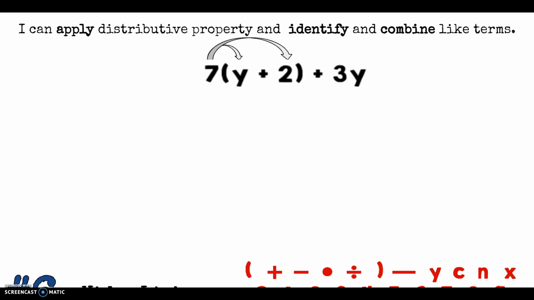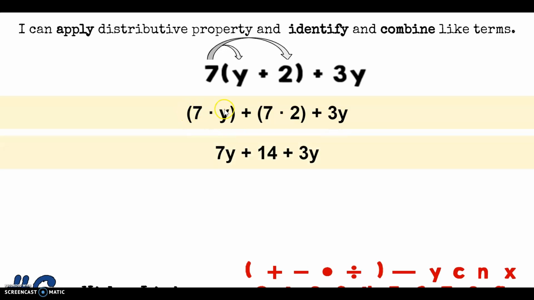I'm going to rewrite this problem so you can see it a little bit better. So we have 7 times y because we distributed the 7 to the y, plus 7 times 2 because we distribute that 7 there. We just bring down the rest of the expression, plus 3y. So 7 times y equals 7y, plus 7 times 2 is 14, and then we bring down our 3y.